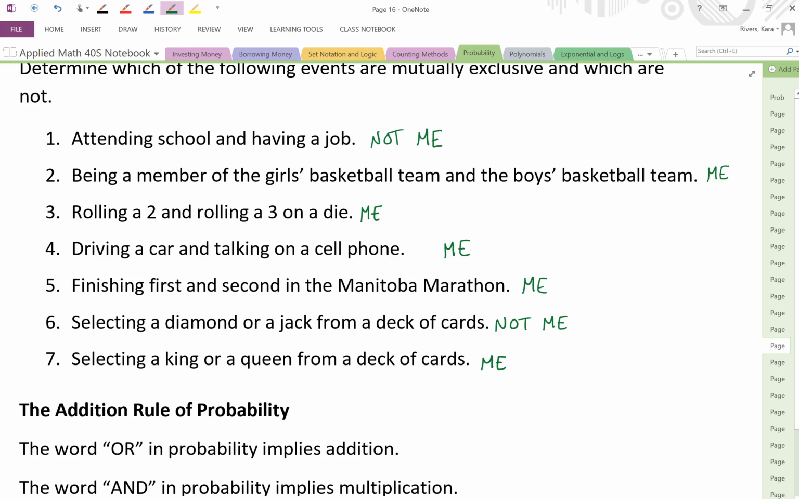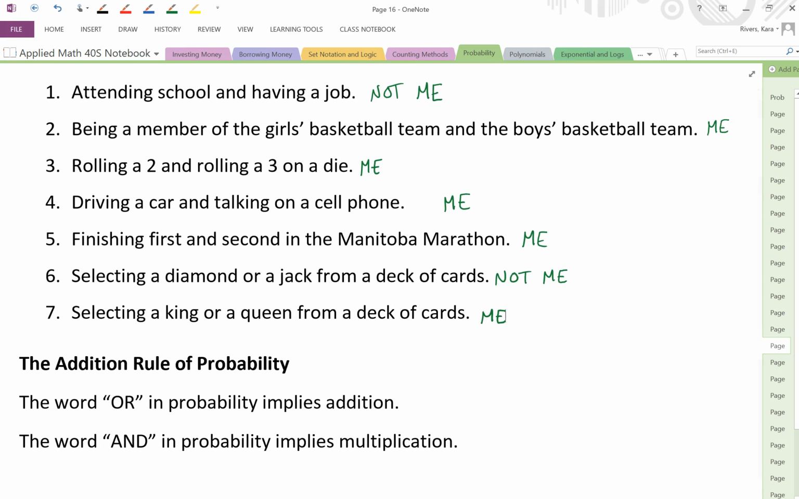Rolling a 2 and rolling a 3 on a die. On the same die, those two events cannot happen simultaneously. They're two independent events, so they're mutually exclusive. Driving a car and talking on a cell phone should be mutually exclusive. Can you do those two things at the same time? Yes, but it's unsafe. So we'll say mutually exclusive because there's a law that says you should not do that. For 5, finishing first and second in the Manitoba Marathon, well, that's mutually exclusive. Both of those things cannot happen at the same time.